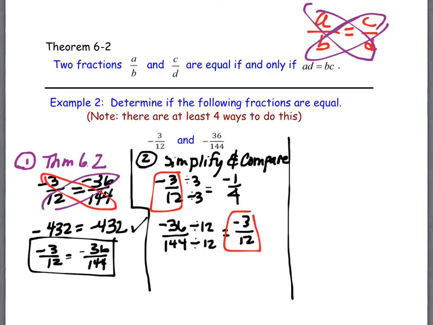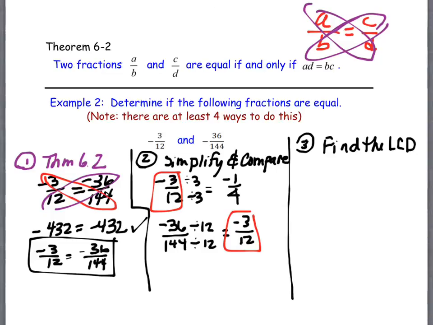Third option, we're going to find the LCD. Do you remember what LCD is? Least common or lowest common denominator. Yes. Okay, so for these, the lowest common denominator is actually 144.